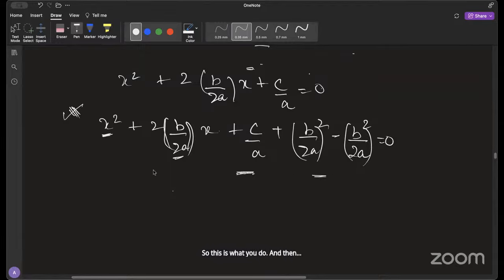And now, can you spot the square of something here? So if you take these two terms, and this one.